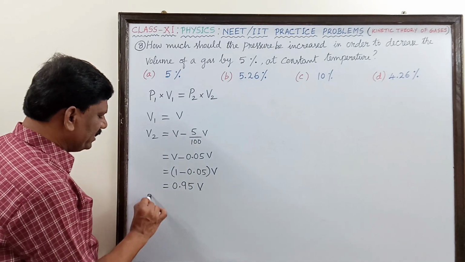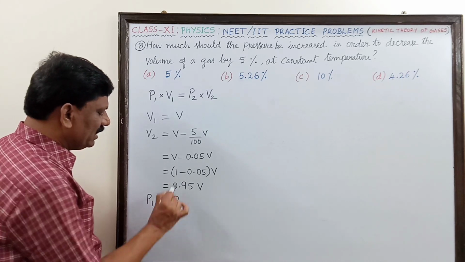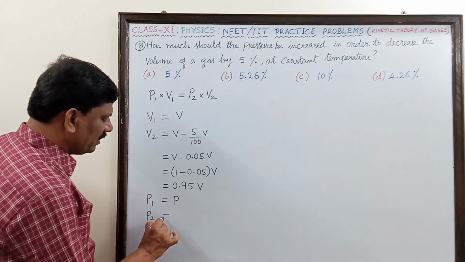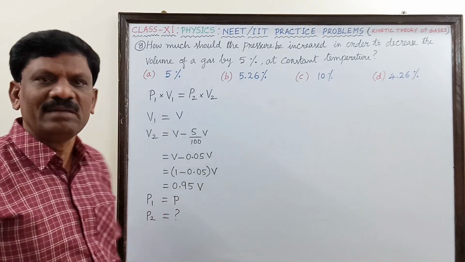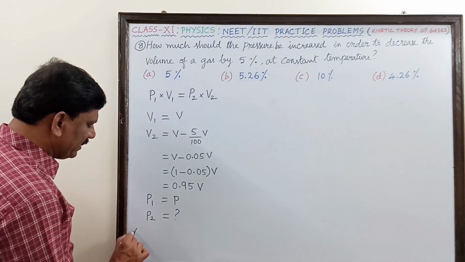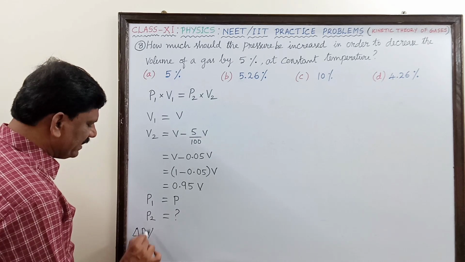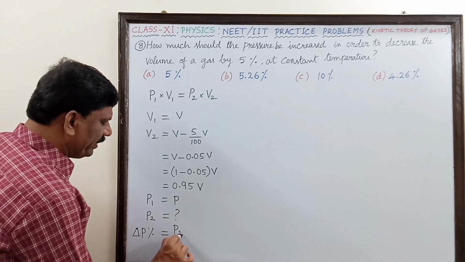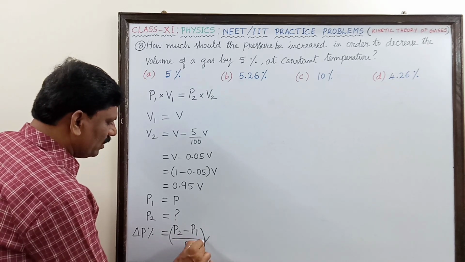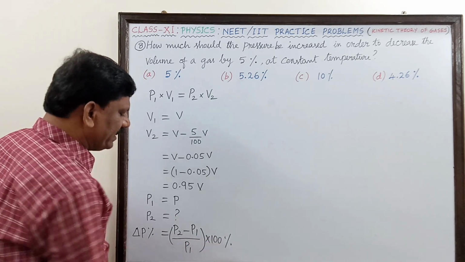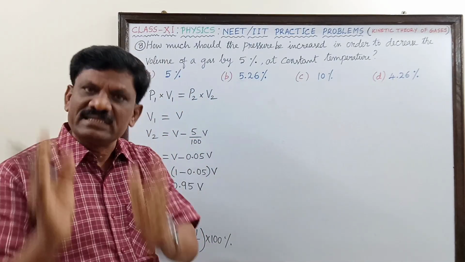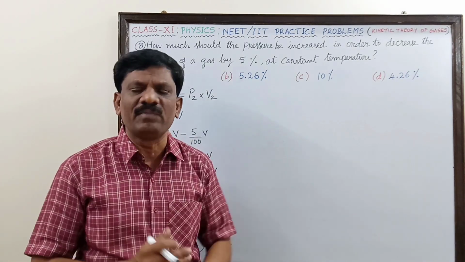Similarly, let the initial pressure P1 be equal to P. And now what do we have to find out first? We have to find out the final pressure first. And then what do we have to find? The change in pressure, that is delta P percentage we have to find out. That is equal to P2 minus P1 divided by P1 into 100. In percentage, that is what we have to determine. First, are you understanding what is given and what is asked in the problem?